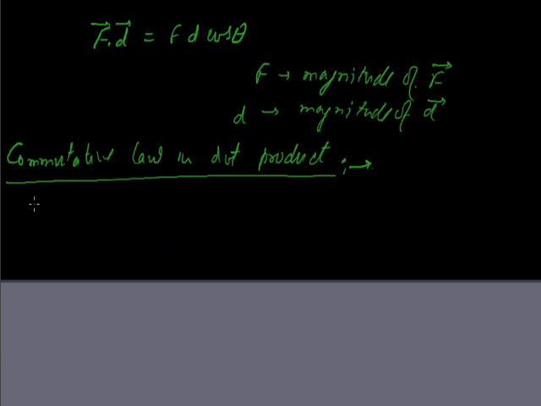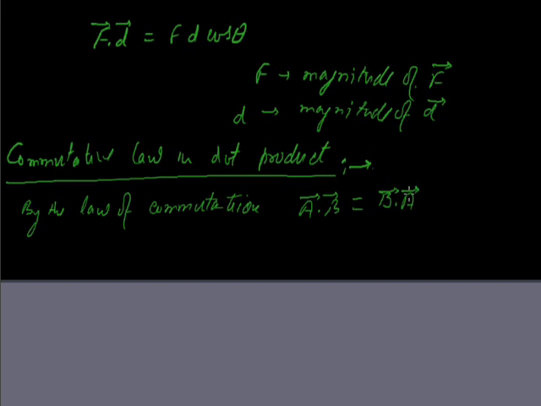By the law of commutation, A dot B is equal to B dot A. Now we want to take the example. This one is any object. A force acts on it. The object displaces by displacement D. The angle between F and D is theta.